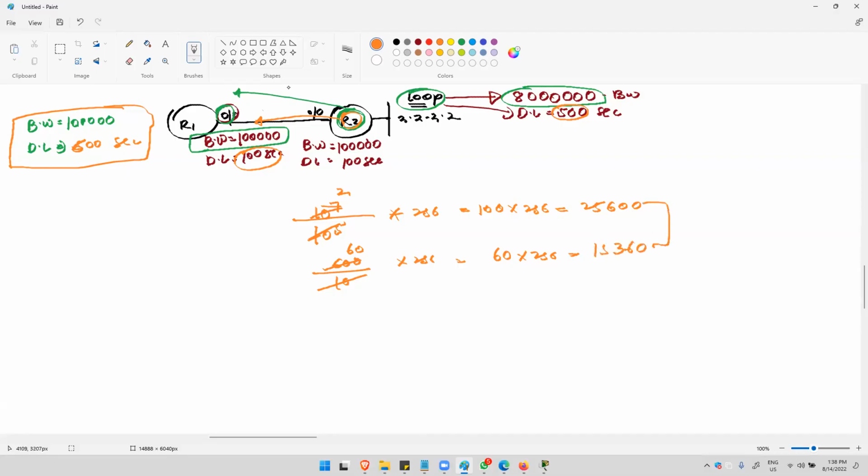Add both values. R1 says I am installing the route: D 2.2.2.2/32, AD value 90, and we get a metric. Total of both is 40960. So this one is your metric. Any doubt? Yes, that's clear.